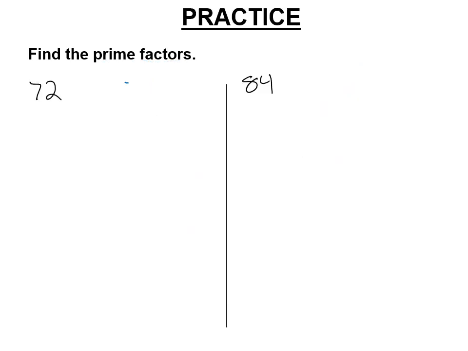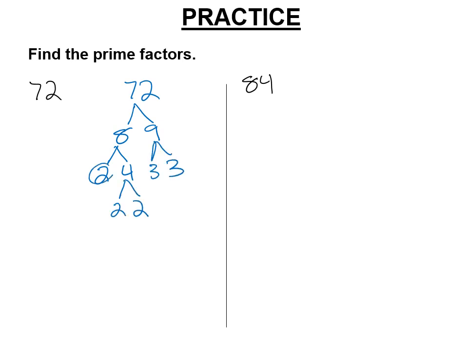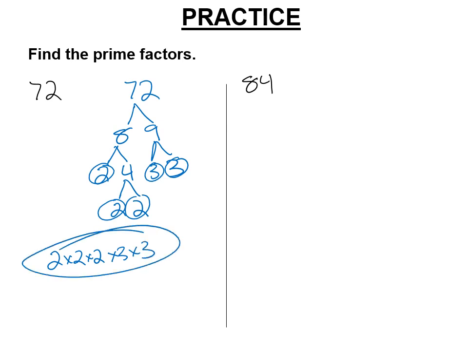All right, we're practicing 72. Well, I know that 8 times 9 is 72. Hopefully you do too. Then 2 times 4, and then 2 times 2, and 3 times 3. So we have 2, 2, 2, 3, 3. So it's 2 times 2 times 2 times 3 times 3 are the prime numbers that multiply to make 72.